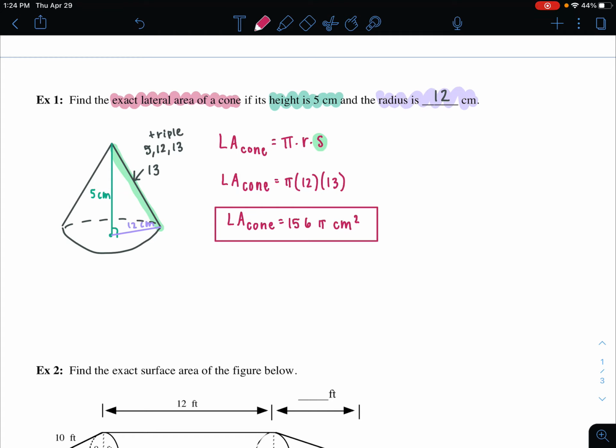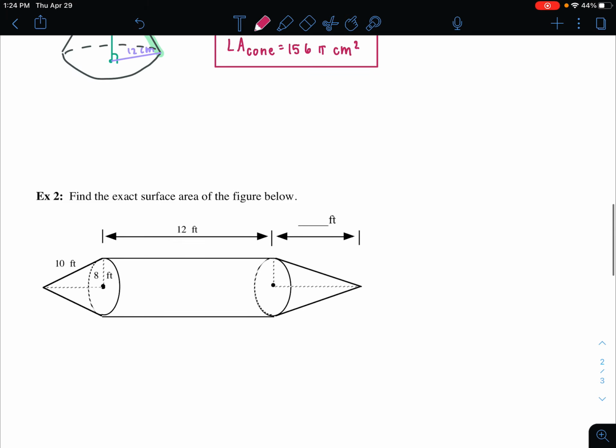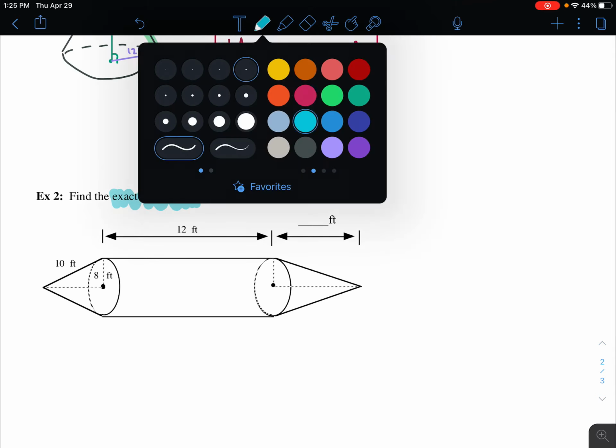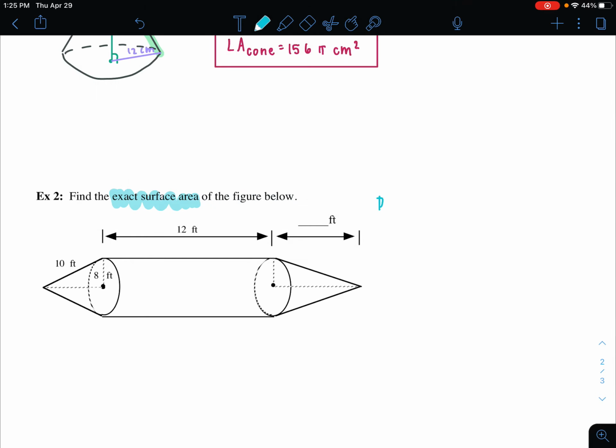Now go ahead and take a look at example number 2, and what I want you to do is write out your plan. It's asking for the exact surface area for the figure below. Remember, when you're thinking surface area, you're thinking anything in this shape that you could paint. So you wouldn't take those cones off and paint the insides of those circles. So our plan here should be the lateral area of cone 1.